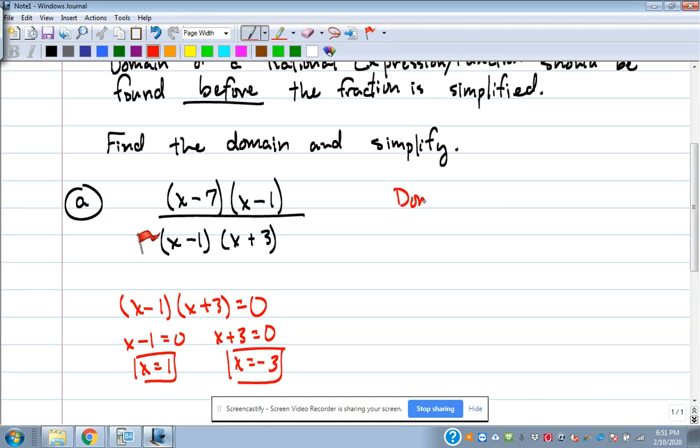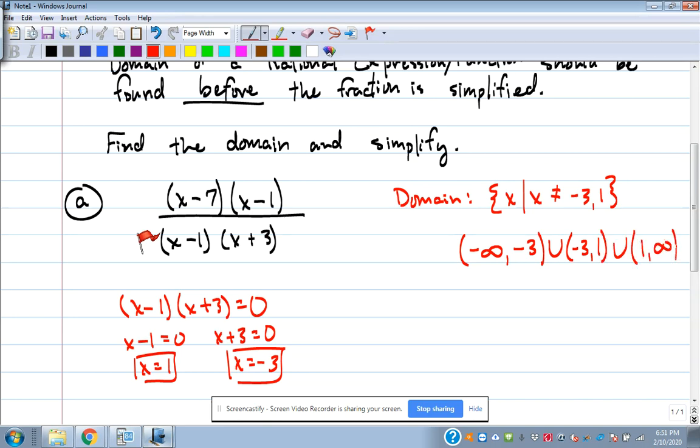So our domain, in set notation, is all x's as long as x does not equal negative 3 or 1. That's in set notation. In interval notation, you'd go from negative infinity to negative 3, union, negative 3 to 1, union, 1 to infinity. So set notation, interval notation. Work back and forth between the two, bouncing back and forth.